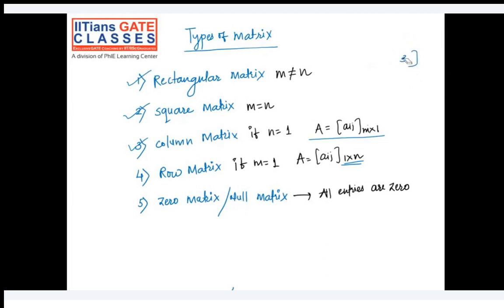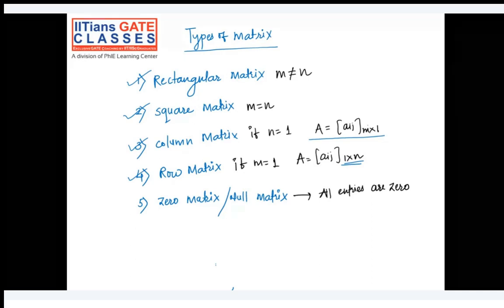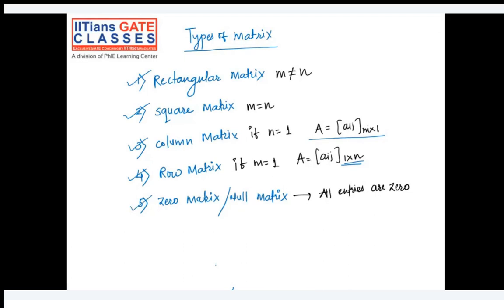Zero matrix, you can also call it a null matrix. Whenever all the entries in the matrix are 0, we call it a zero matrix, irrespective of the size of the matrix. Is it clear till this? Can I proceed?